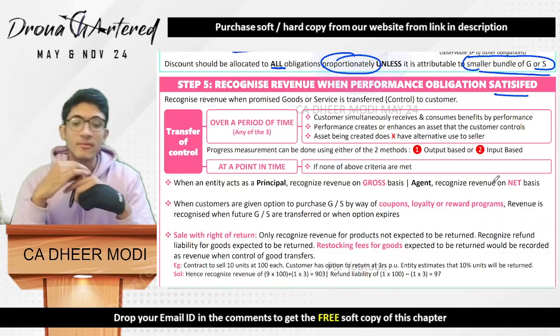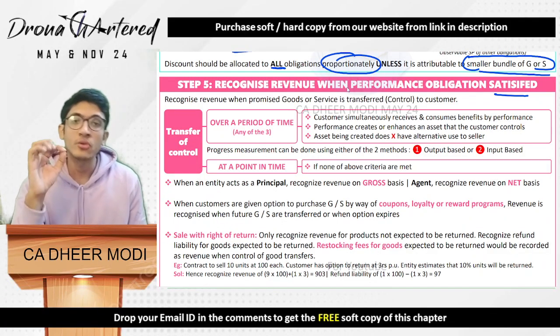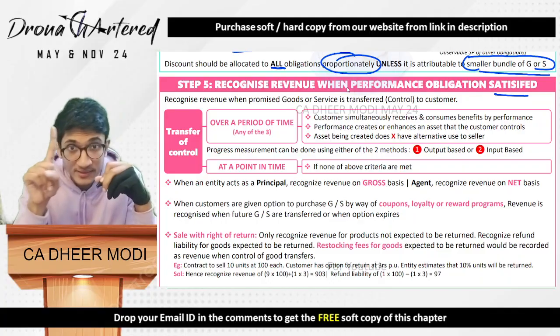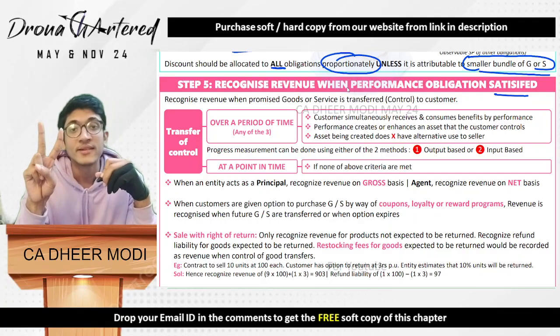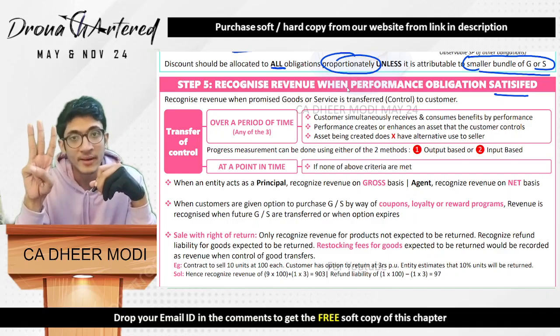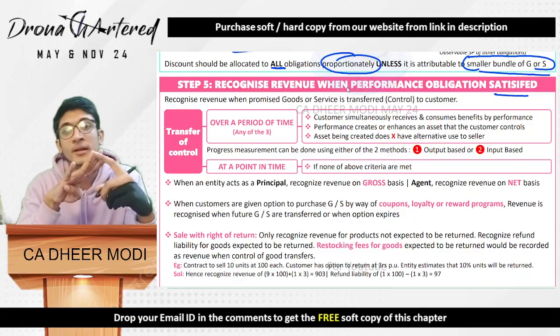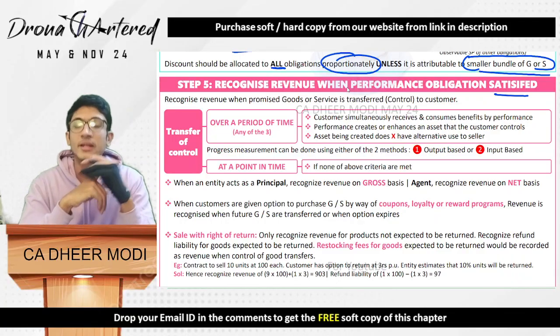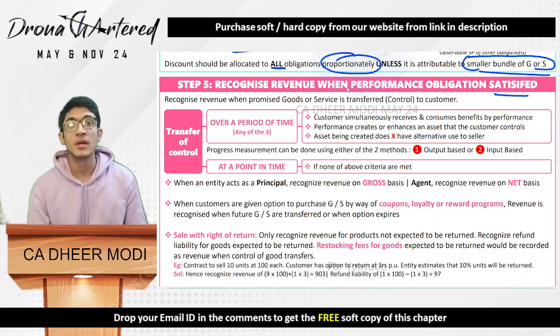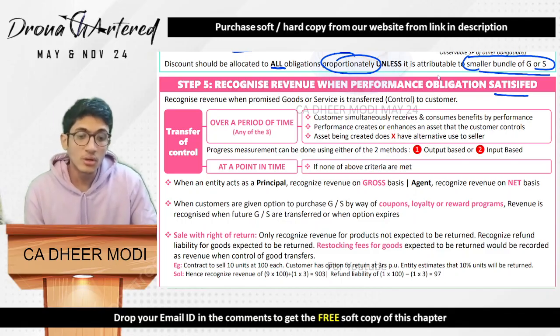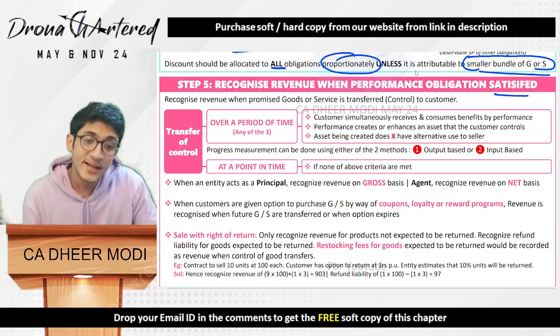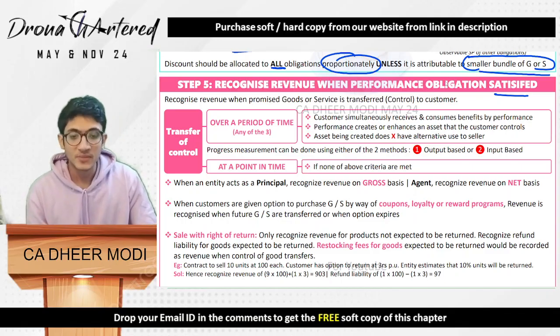Okay. So now we are on step 5, that is recognize revenue when performance obligation is satisfied. First step was recognize contract. Second was identify performance obligation. Third is determine transaction price. Fourth, related to the third, is allocate the transaction price to individual performance obligations. Then next is recognize revenue when performance obligation is satisfied.